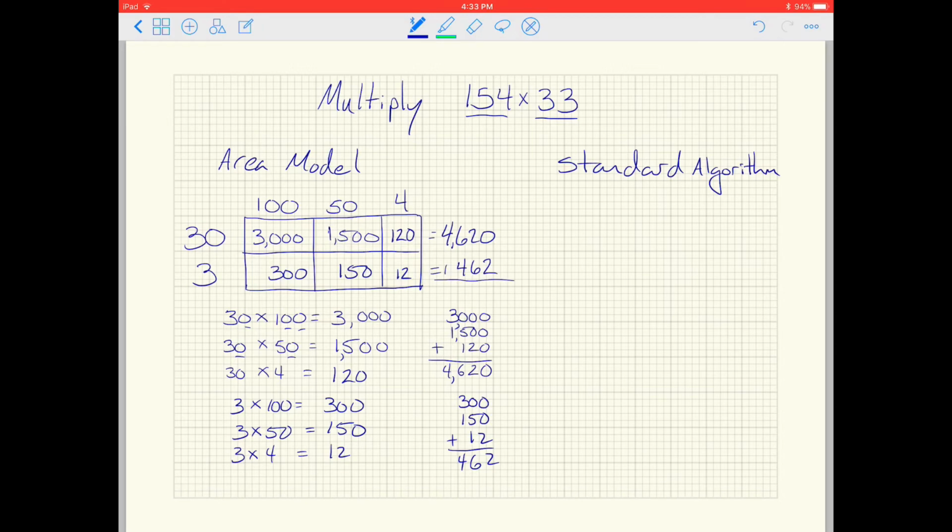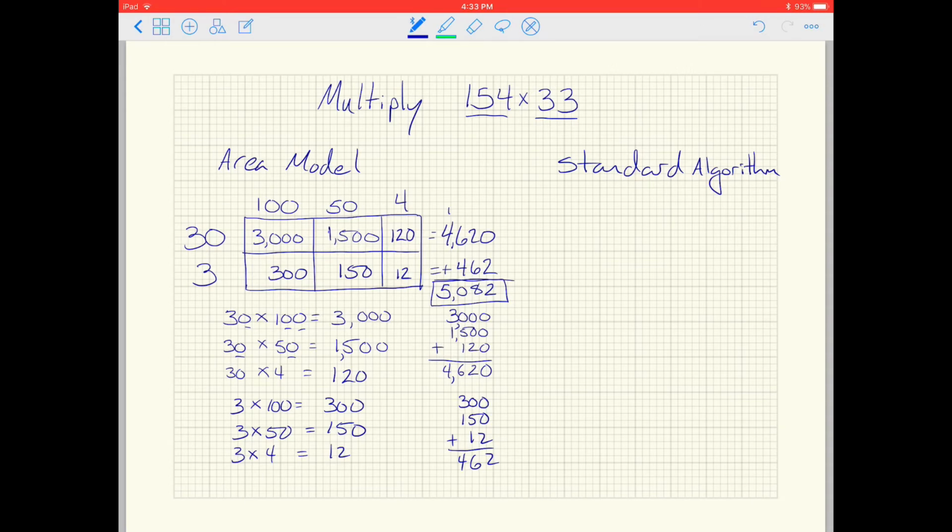Take a minute and look at those two numbers for a minute. 4,620, 462. What do you notice about them? They're related, aren't they? Think about that. So I added them all up. I got 5,082.